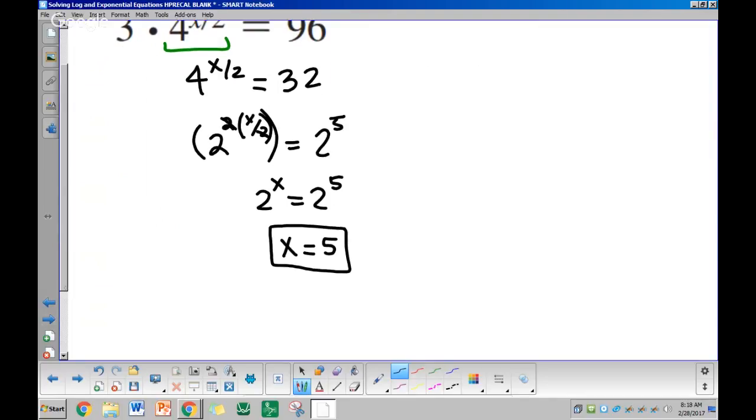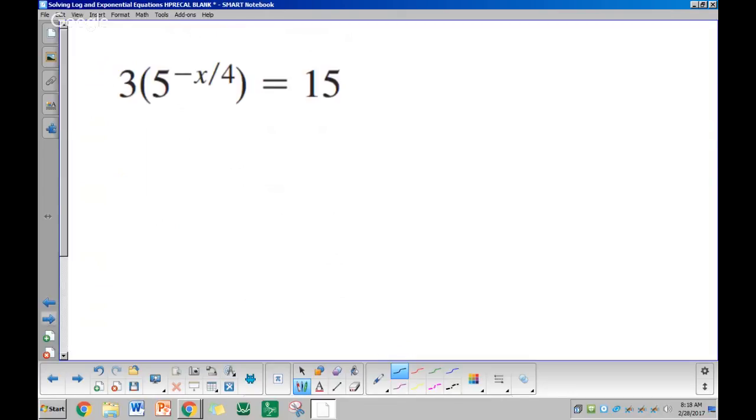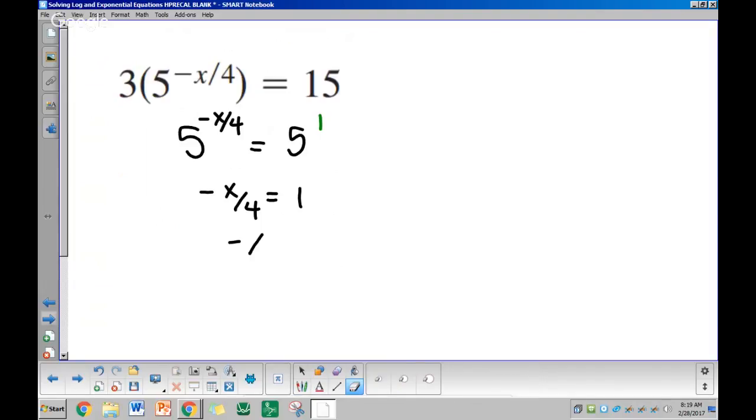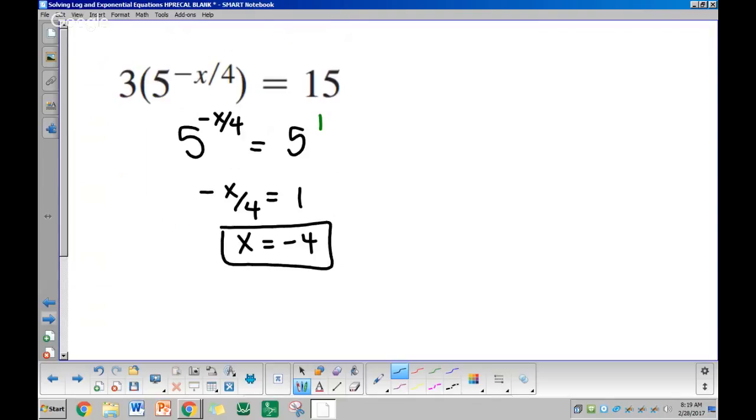Easy so far? One more. What happens here when you get 5 to the negative x over 4 equals 5? In a top secret way, this is 5 to the first. So I can say negative x over 4 equals 1, let's do it all in one step. x equals negative 4.